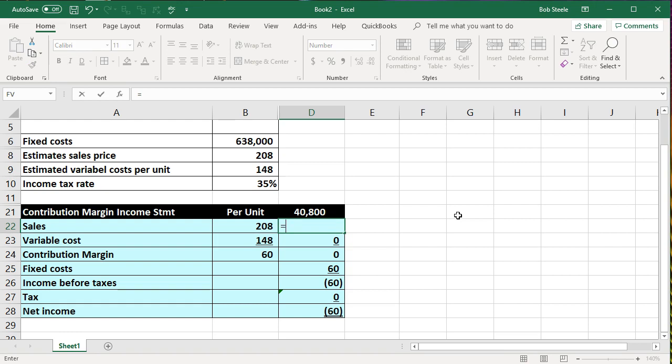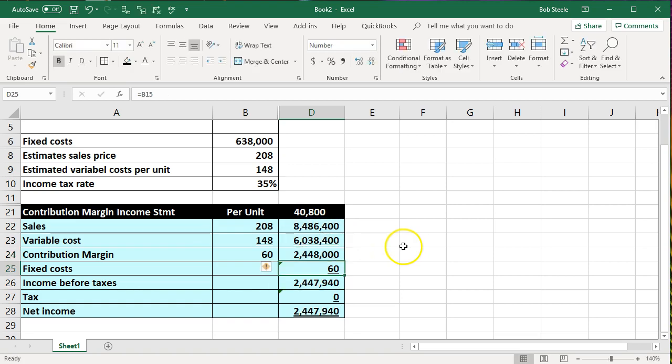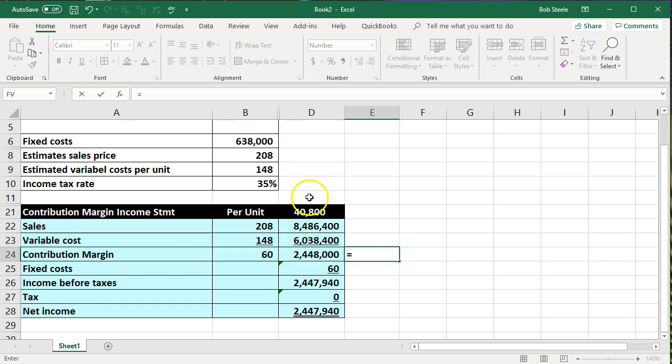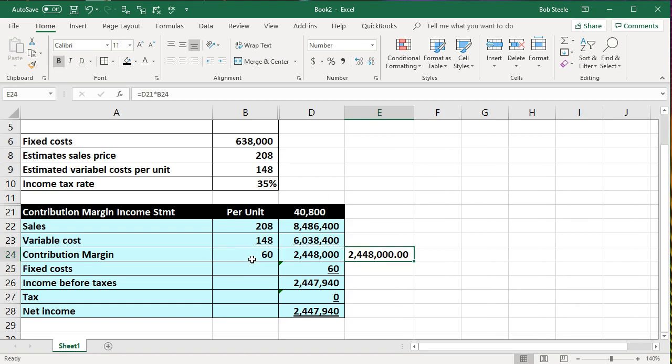If we multiply this out, then we're going to do it in this format. We're going to say this equals the sales, 208, times the 40,800. This represents our units, our projected units. And then I'll say enter. So there we have that. And then the next item we're going to say is the variable cost, 148 times the projected units. And then enter. And then we could subtract these two out. This equals this number minus this number, or it would be the same, just so you can see, this number times the 60, same number.